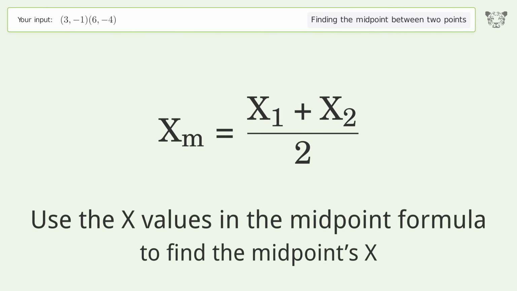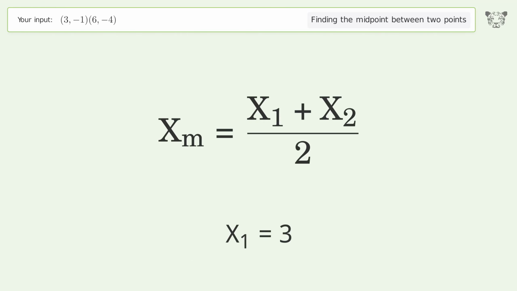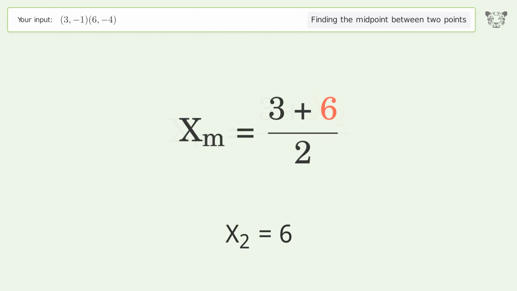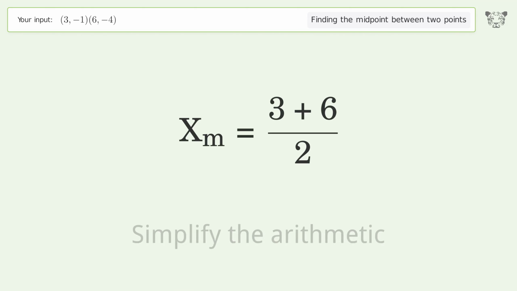Use the x values in the midpoint formula to find the midpoint's x. x1 equals 3. x2 equals 6. Simplify the arithmetic.